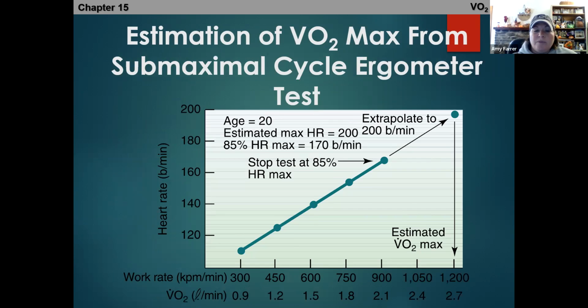So, we start plotting at work rates. You can see that along the bottom. And we're going to start to plug in what our heart rate is at each one of those. And at a certain point, we hit 85% of your max heart rate. Now we're just going to draw a line up until we get to that age-related 200, and then drop it down to give us that estimated VO2 max, okay? And that's what you're going to do for me.